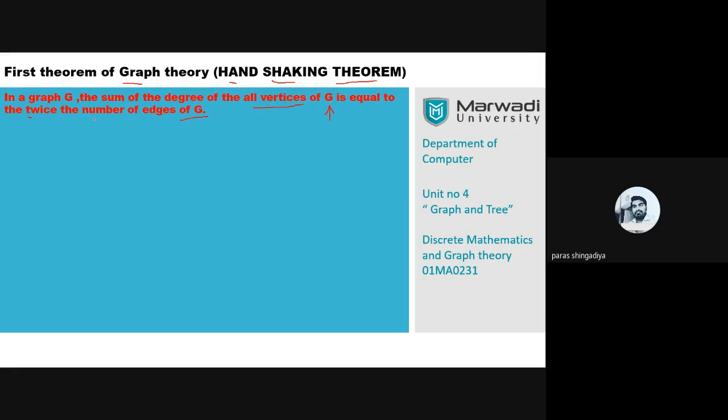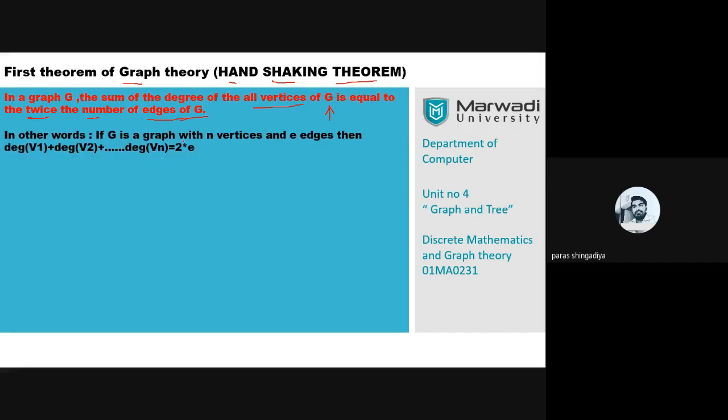And the second is to count the number of edges, how many edges are involved in this particular graph, and then you have to multiply by twice, meaning multiply by 2. So the statement says that in any graph, the sum of the degree of all vertices is equal to twice the number of edges. That is our statement, and we need to prove it by using some definitions of the graph as well as the degree of the vertices.